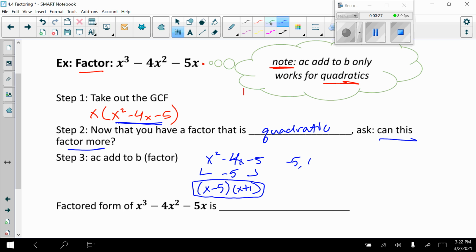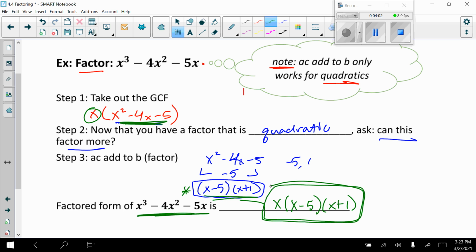So the factored form of this entire polynomial that we started with is this piece right here, but I also can't forget about the x that I pulled out at the beginning, right? Because x minus 5 times x plus 1, that's just what was left inside the parentheses. I just took this thing in the parentheses and factored it to become this. So I can't forget about that x at the very beginning. So the final factored form is x times x minus 5 times x plus 1. And this is my final factored form of this polynomial. Okay? So let's do another example.